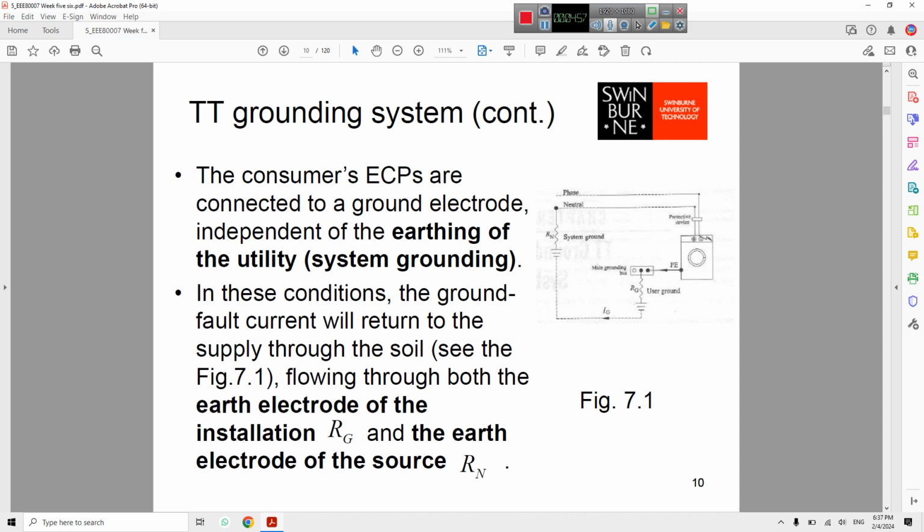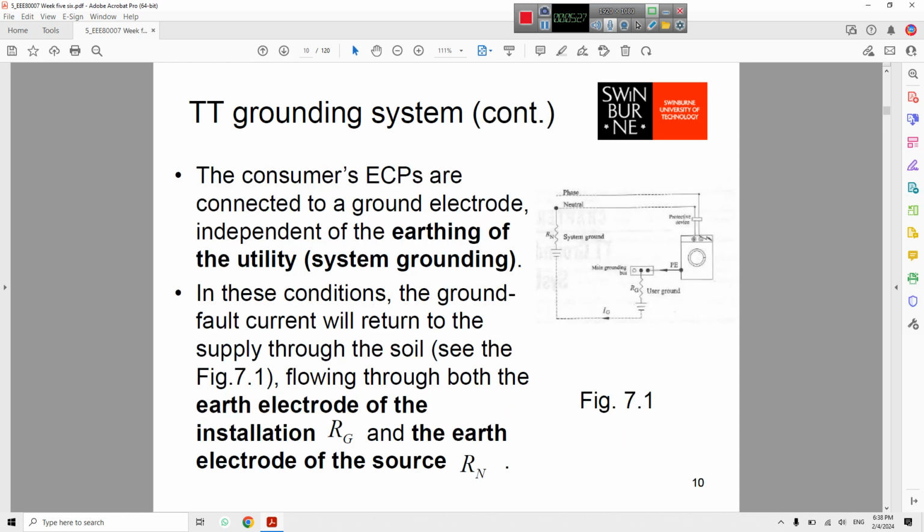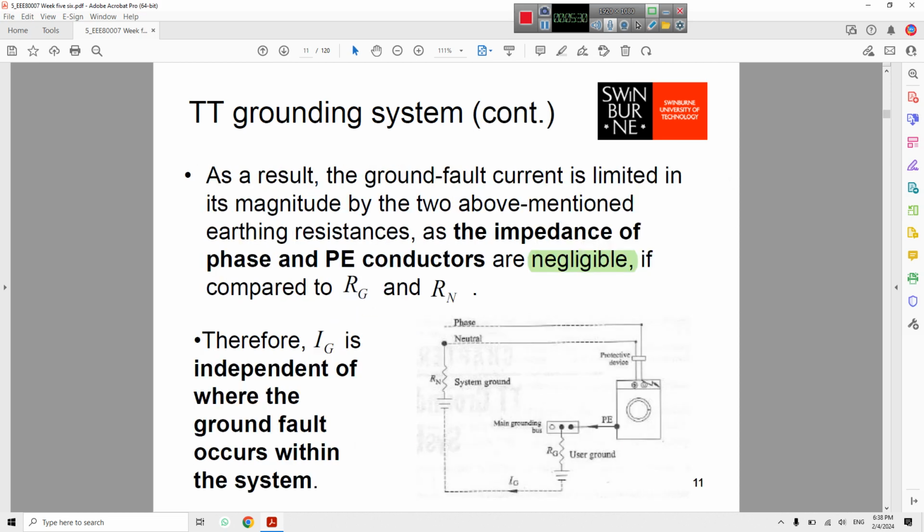In this condition, the ground fault current will return to the supply through the soil, meaning the earth, flowing through both the earthing electrode of the installation, RG, and the earthing electrode of the source, RN. So if any fault happens in this system, as a result, the grounding fault current is limited in magnitude by the two above-mentioned earthing resistances.